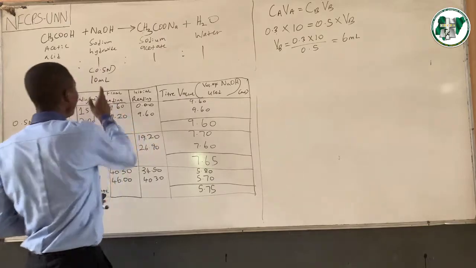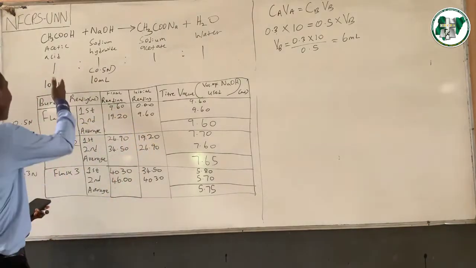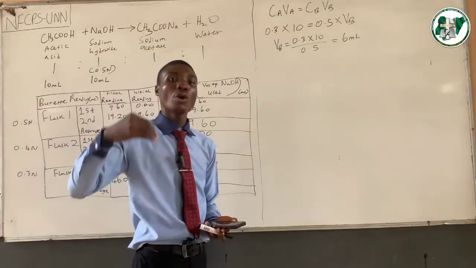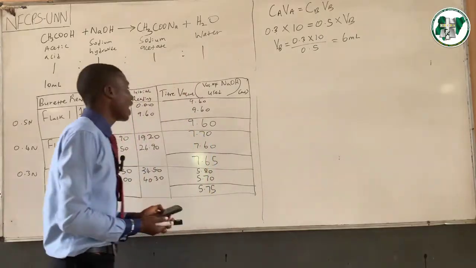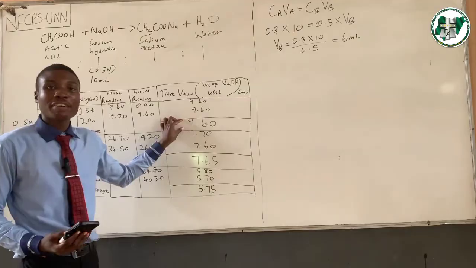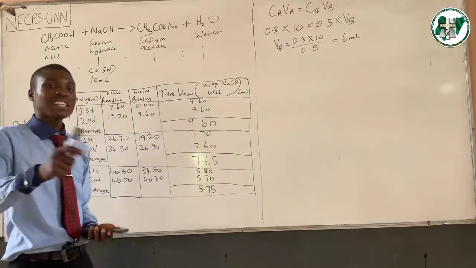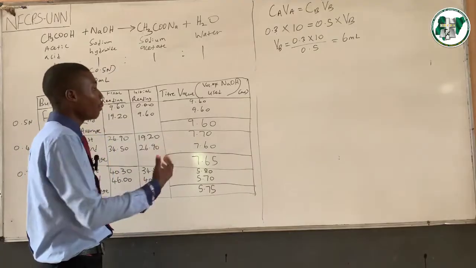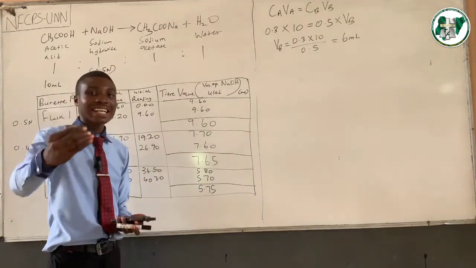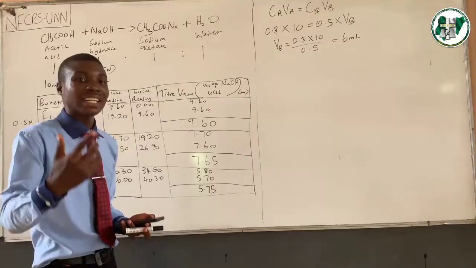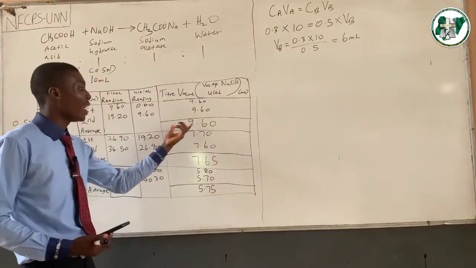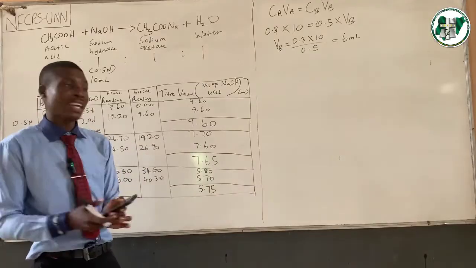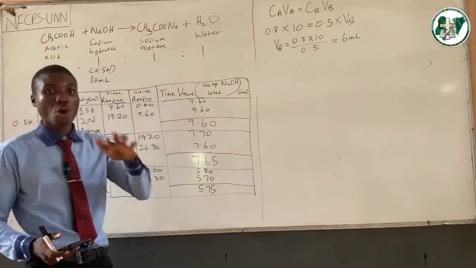Now, we said that 10 mil of base is going to be needed to neutralize 10 mil of 0.5 normal acetic acid in the absence of adsorption. But when adsorption took place, we now have an average titer value of 9.60. It simply means that about 0.4 mil in terms of volume of acetic acid had already been adsorbed by the charcoal. So what we have left is 9.6 mil, and you just need 9.6 mil of base to neutralize it, in terms of volume.